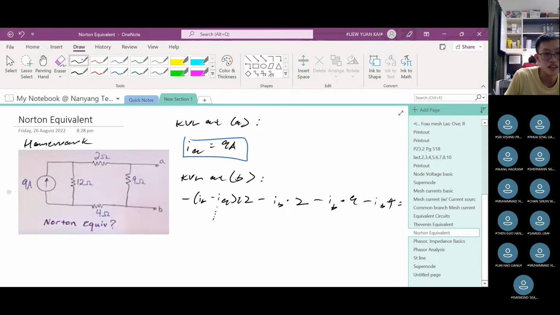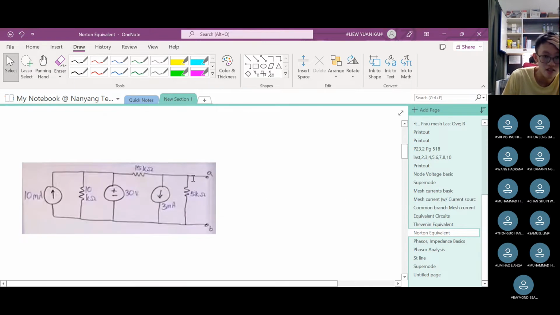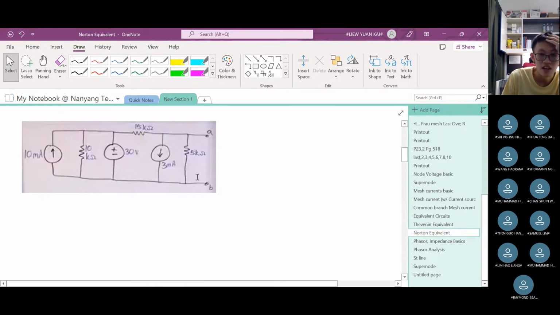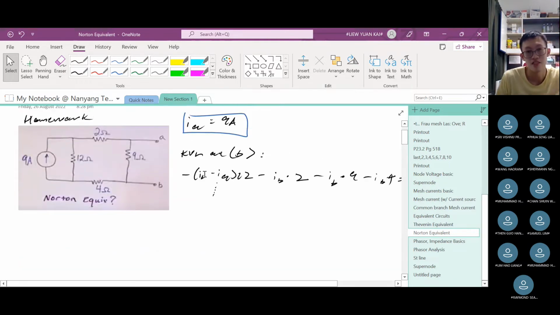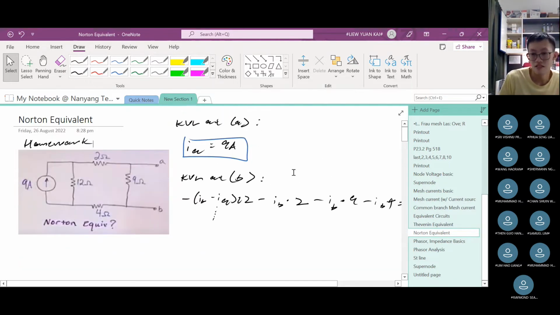You can find the equivalent. You can find everything, right? There's always three questions that I can ask you: Thevenin equivalent, Norton equivalent, and the max power transfer. So do that for this question and also this question, and I will upload the solution for you on the Teams, and that's it. You really can go already. You don't have to stay until 10.